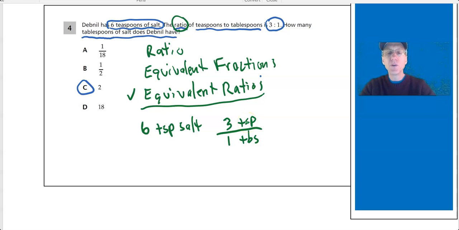Okay, so whenever you have equivalent ratios, you're always going to set them up just like you would equivalent fractions, and you always have one unknown. So this just becomes a tool. You can do this for any ratio problem. And if you prefer, you can still draw it out. There's nothing wrong with that. But if you know how to set up two equivalent ratios, then what they call this is a proportion.